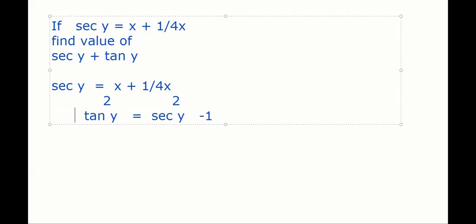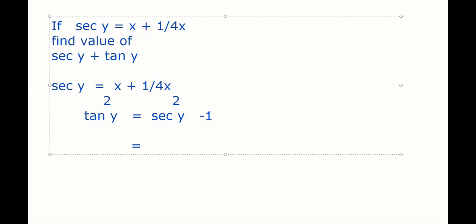So now you are putting, listen guys, what he's doing? He's doing an amazing thing. Sec y is this. So sec square y is the square of this, right? Yes, sir. So listen to what he's doing. He's doing an amazing thing, and that's what I want to expect.